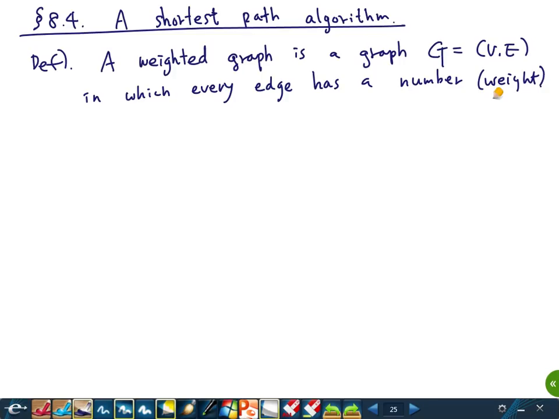Usually positive. So for instance, A, B, C, D, we have a graph like this. There are 4 edges, and we have numbers. Let me use red. 1, 2, 3, 2, things like that. So to each edge, we attach a number. It's nothing but just giving some number to each edge.